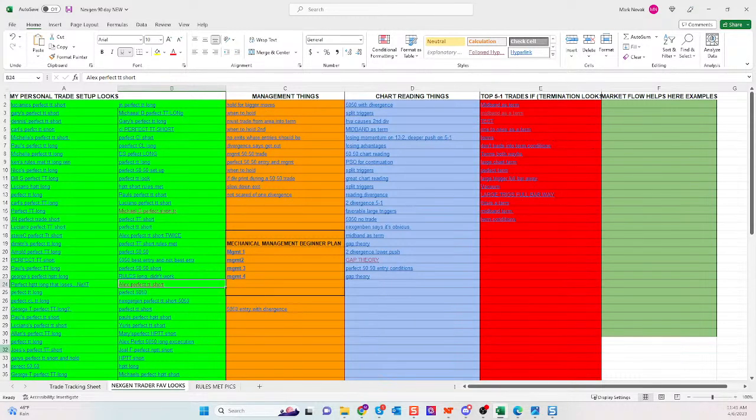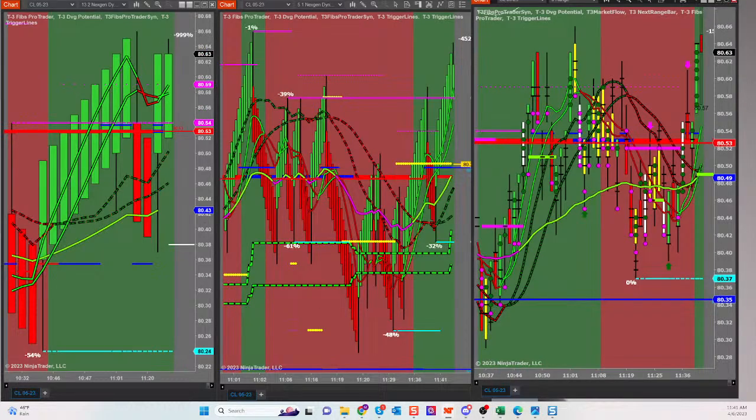Not necessarily. Shogun, it's similar to the 5-1, I think. It's comparable.